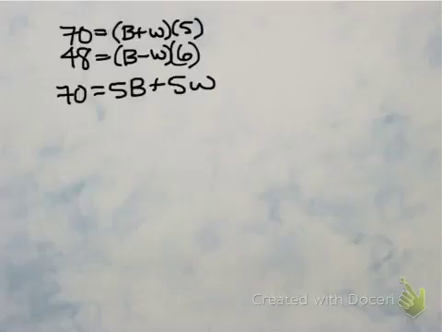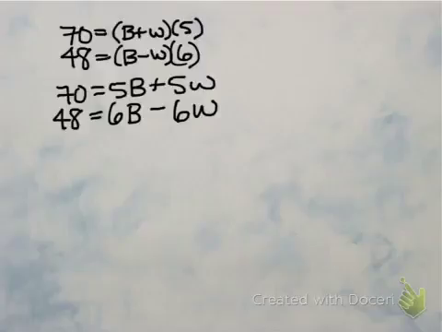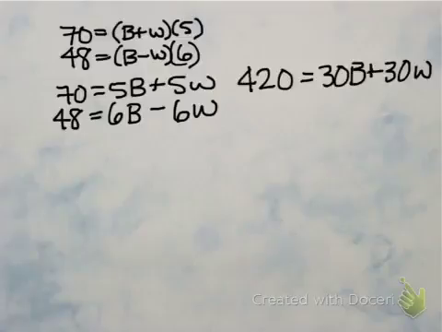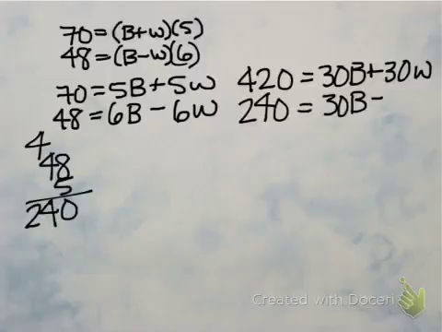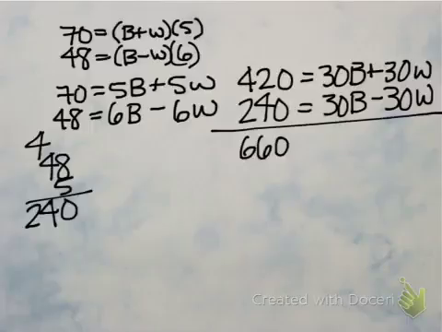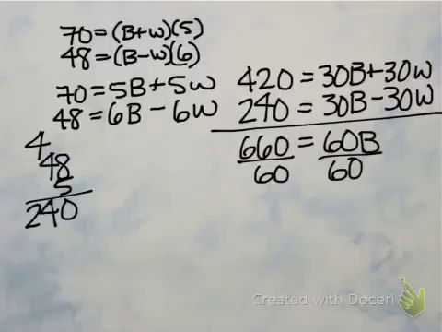and we end up with 70 equals 5B plus 5W, and 48 equals 6B minus 6W. Now, in order to eliminate here, we're going to have to multiply the top by 6 and the bottom times 5. So, 70 times 6 is 420, 5 times 6 is 30, so we have 420 equals 30B plus 30W, and then on the bottom we have to multiply by 5. So, we get 240 is 30B minus 30W. We can just add those together, and we get 660 equals 60B. So B, or the rate of the boat, is 11 miles per hour.